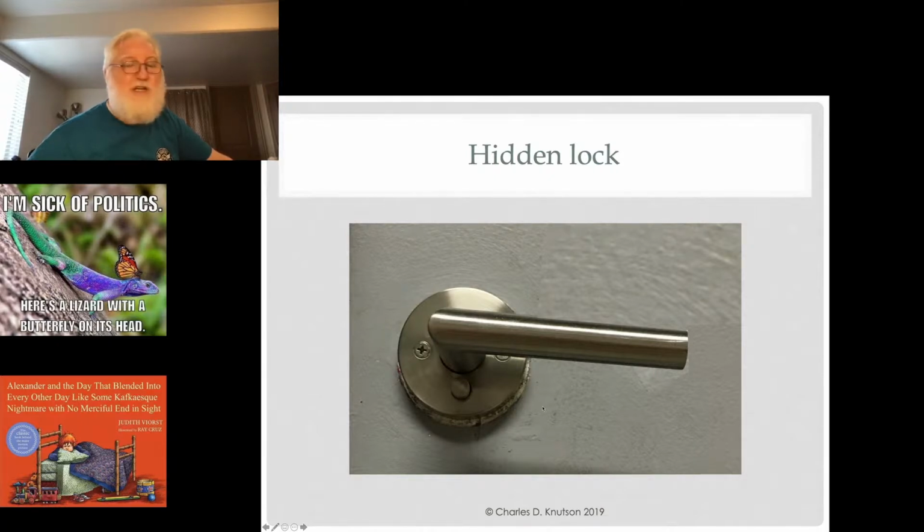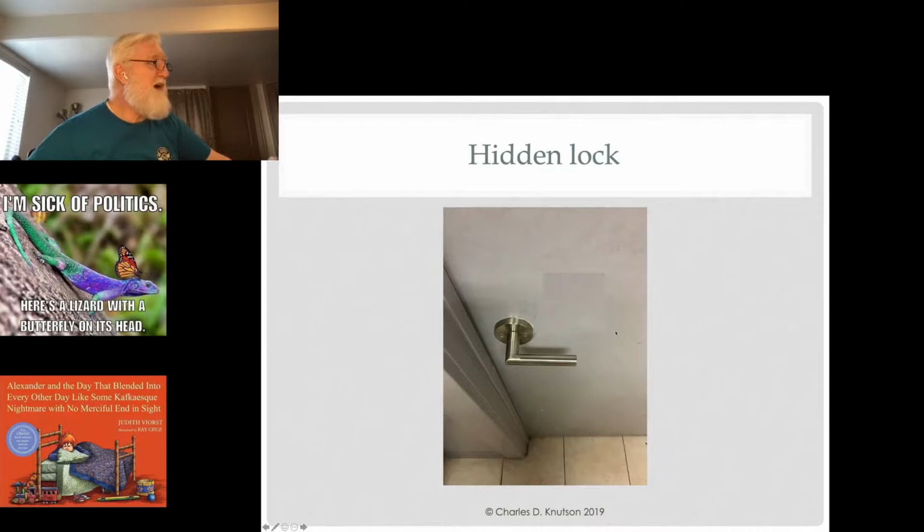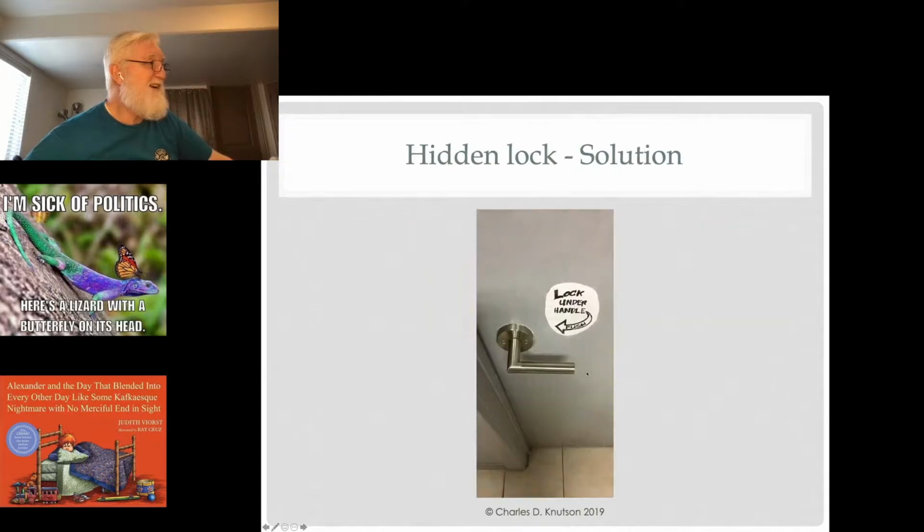Now, I actually cheated because I covered over right here. Remember when you have to have a sign? That's the actual door. It has that sign: Lock under handle. Push. And that sign is way bigger than the handle.